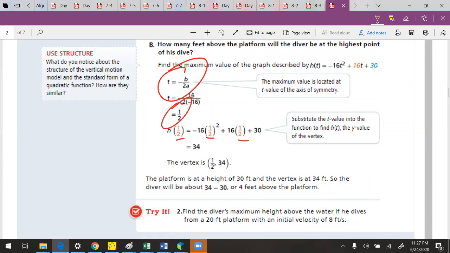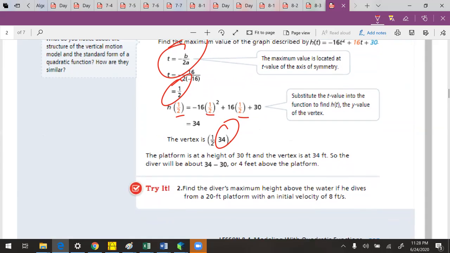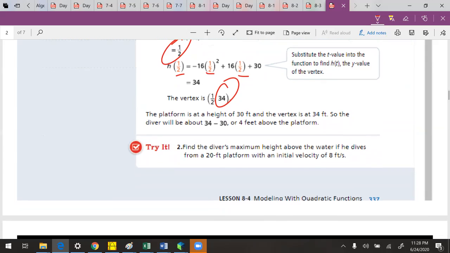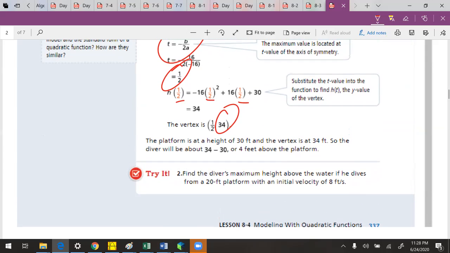Plug it in to find the y value of the vertex. He's going to be 34 feet from the pool. Find the diver's maximum height above the water if he dives from a 20-foot platform with an initial velocity of 8 feet a second. This is your B of 0. Whoa, I mixed it up. 20 feet high is your H of 0. So 20 is your H of 0, 8 is your B of 0.